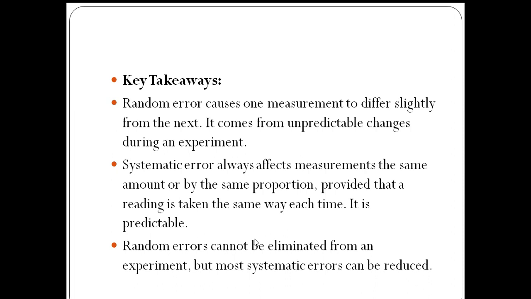The random error cannot be eliminated from the experiment, but most of the systematic errors can be reduced. So the random error will always be present in the measuring process. We cannot remove this error 100%. We can reduce the systematic errors by taking precautions while taking the reading and while designing the measuring instrument, so that in the measurement process we will reduce the systematic error.